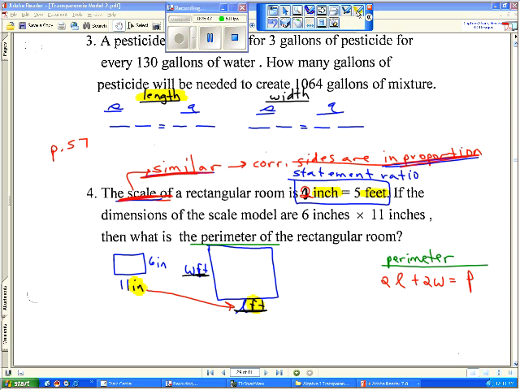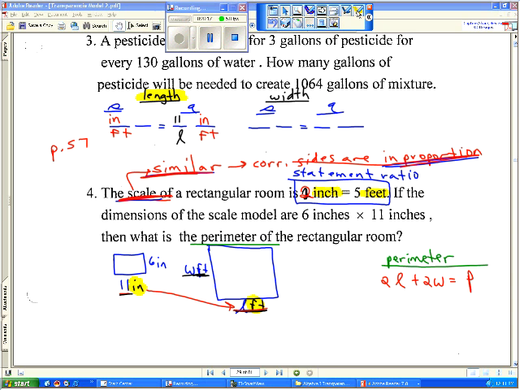My length question is 11 inches is how many feet, so it's inches to feet. And if my question is inches to feet, then my statement has to also be inches to feet. Understand that? And so now we solve. The question, 11 inches, is how many feet we don't know.